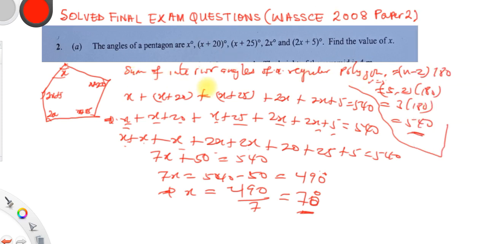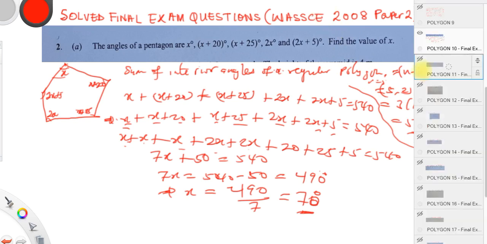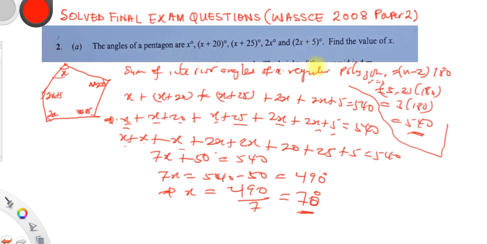If you are solving, we are saying that the sum of interior angles of a regular polygon is equal to n minus 2 times 180. You have to define n. So you can say the sum of interior angles of an n-sided regular polygon is given by this. Because this is a theory question, you have to define n.